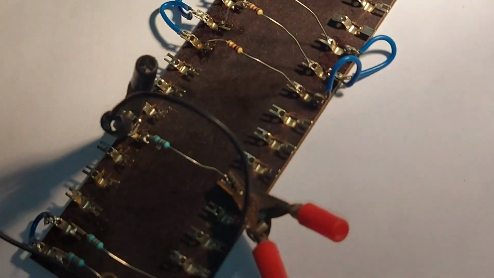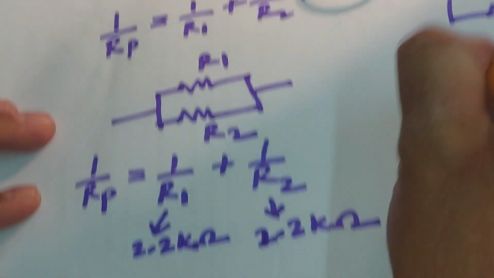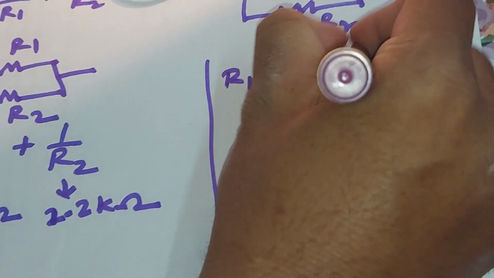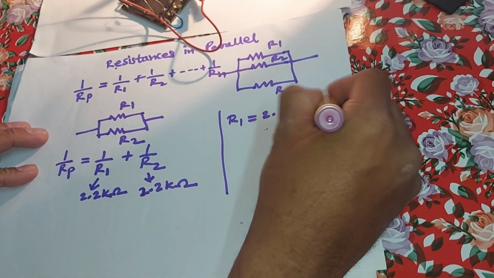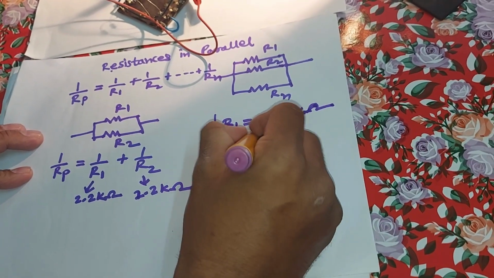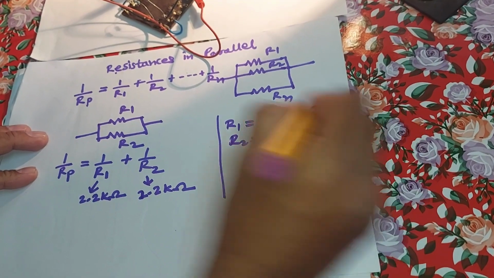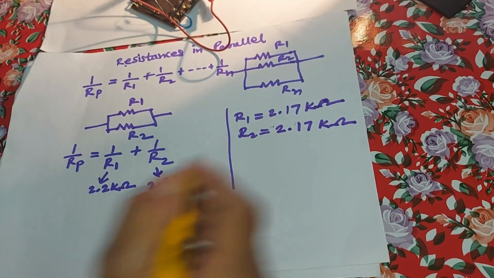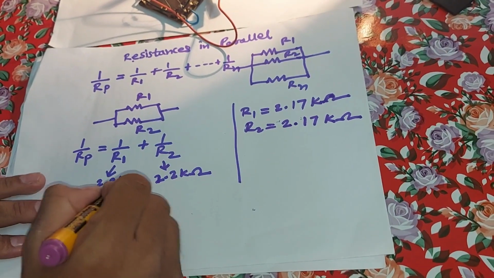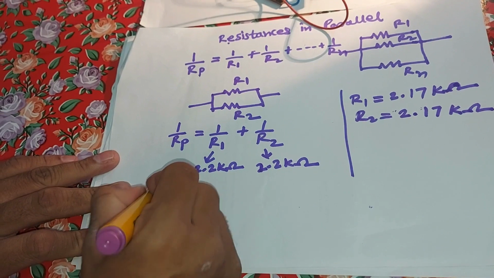So you can see that the experimental value of this R1 is 2.17 kilo ohm. Now R2 is of similar value, so it will be 2.17 kilo ohm only. Now we cannot measure Rp directly in the circuit, actually we have to break the circuit if we want to measure it. So if you want to find this Rp value here, then what will it be? It will be 1 upon Rp.